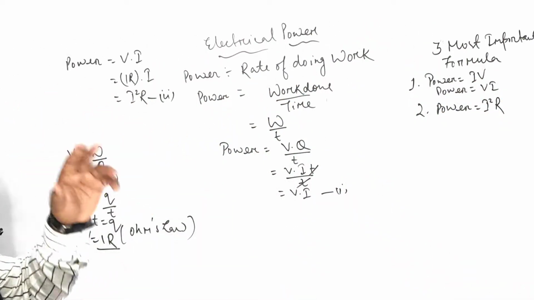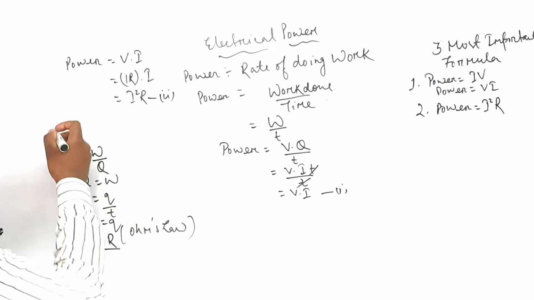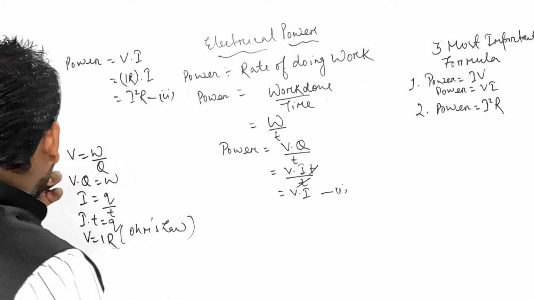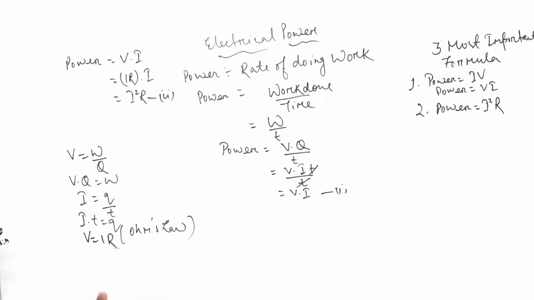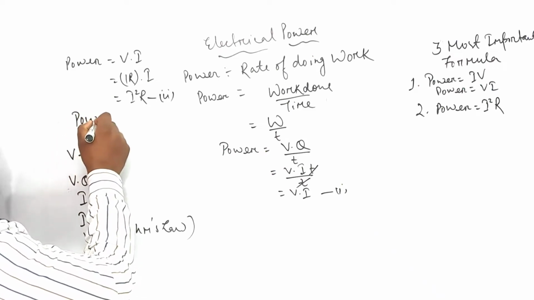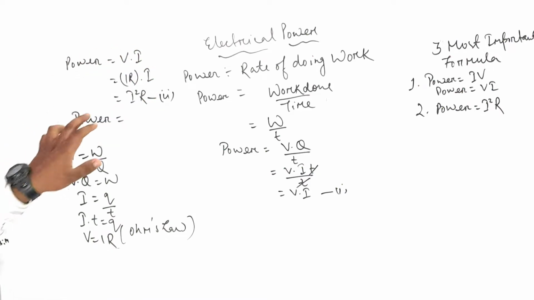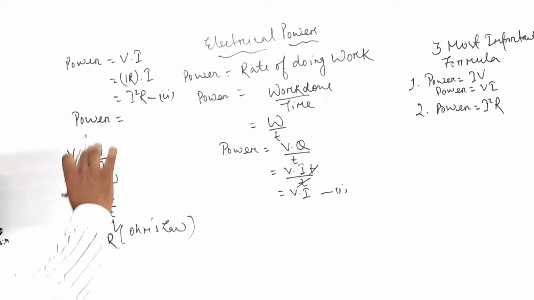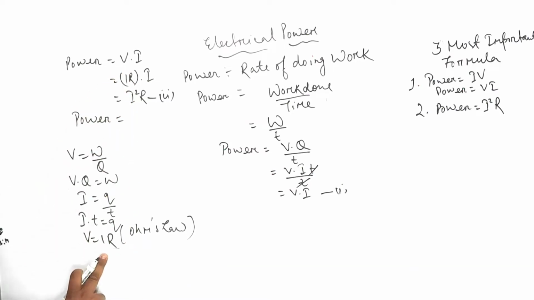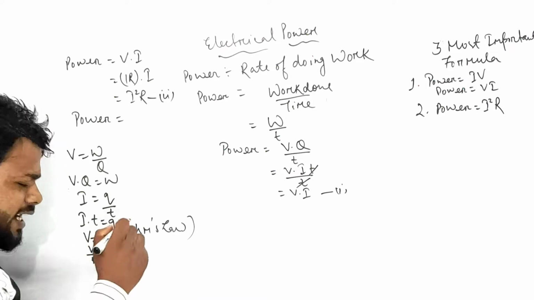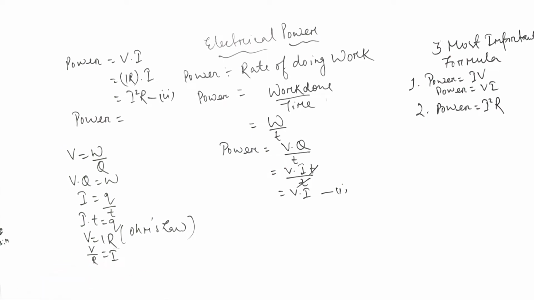Now, let us derive formula number 3. I have to substitute I. Where do we get the I? See, V is given, I is given, right? Can I do it in this way? Now I have taken out the value of V. V upon R equals I. I have to substitute the value, right? V equals I into R.